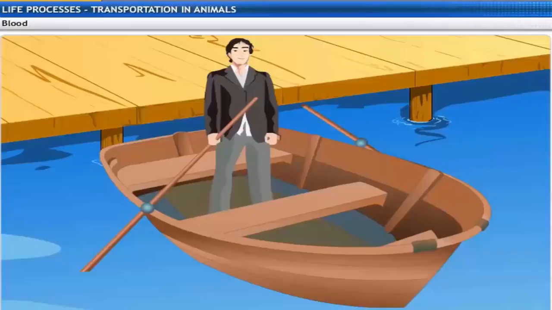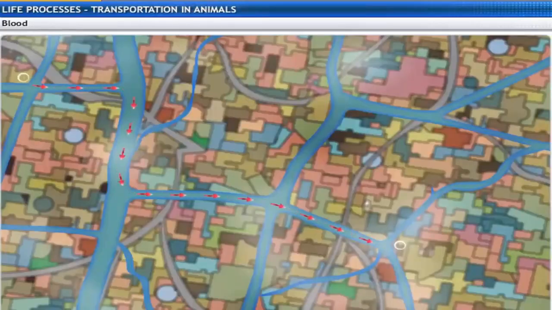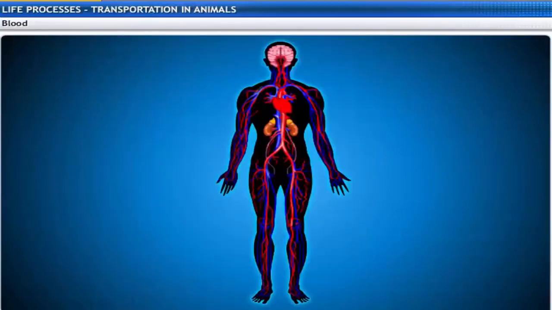In Venice, a boat is the most important mode of transport. Venice is a city of canals where people use boats to travel from one point to another. In the circulatory system, blood is the most important mode of transport.